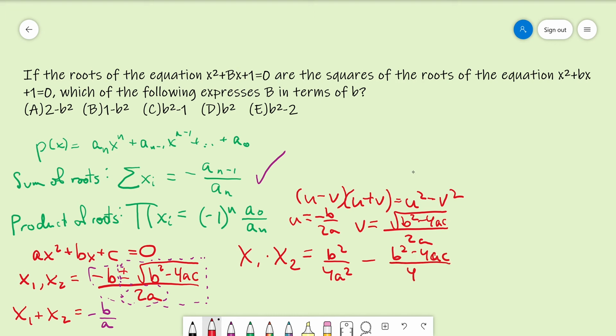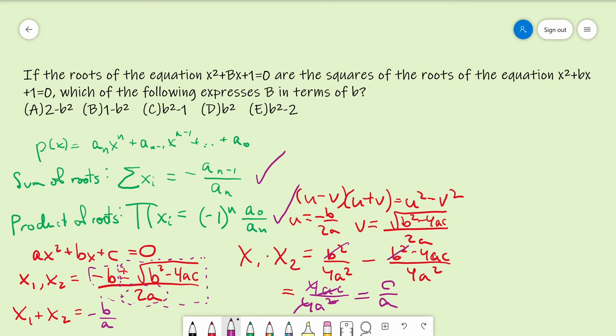So x1 times x2 is going to be the square of u, which is b squared over 4a squared, minus the square of v, which is b squared minus 4ac all over 4a squared. Now we already have a common denominator, so if we simplify this, the b squareds cancel out, and we end up with negative 4ac, so that's going to be positive 4ac over 4a squared. Well, the 4's cancel out, one of the a's cancels out, so this just gives us c over a, which works out because c is our a naught in this case, and a is our a sub n. And then it's even, so the negative 1 squared is just going to be 1.